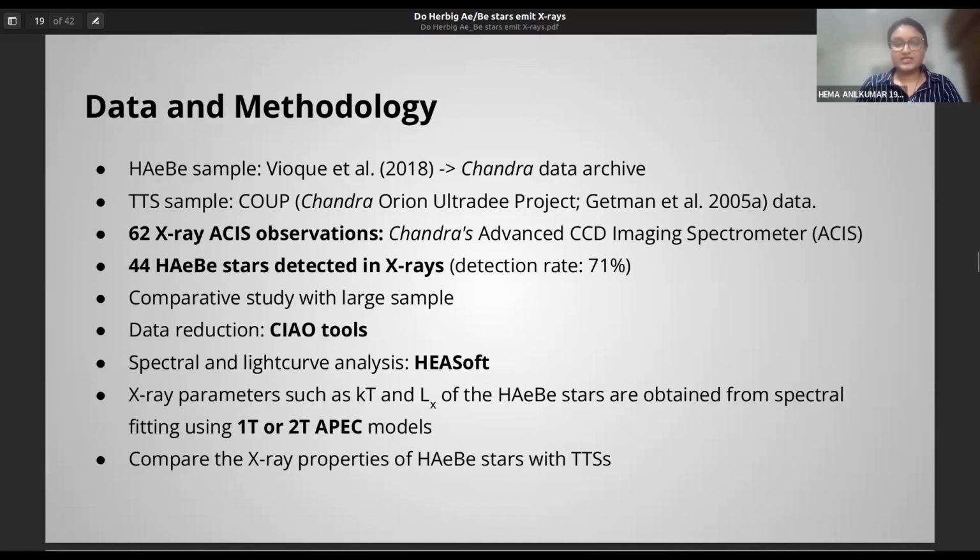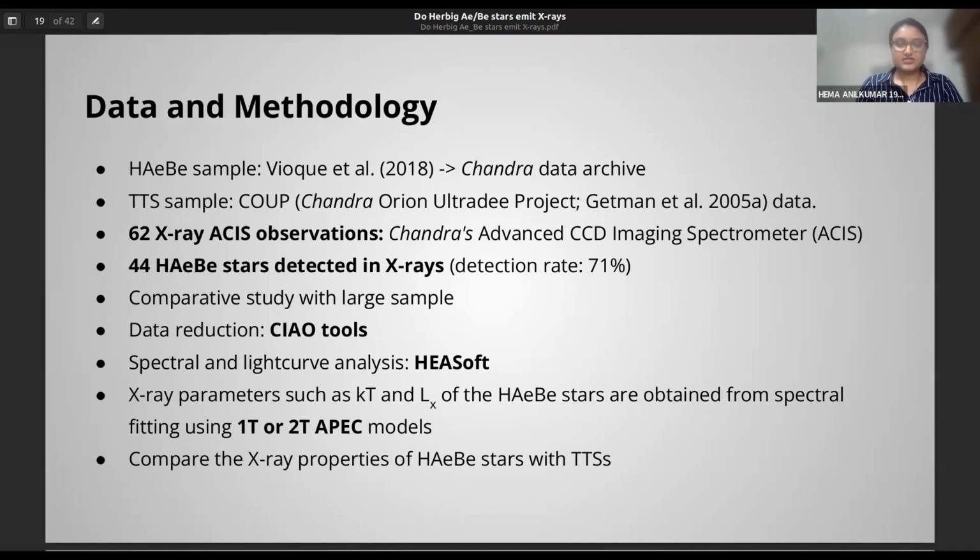Now, data and methodology. First, we obtained the optical sample from Vioque et al. 2018. Then we cross-matched this with the Chandra data archive, where we obtained X-ray observations for 62 Herbig Ae stars. Upon checking these 62 observations, we saw that 44 Herbig Ae stars were detected in X-rays.